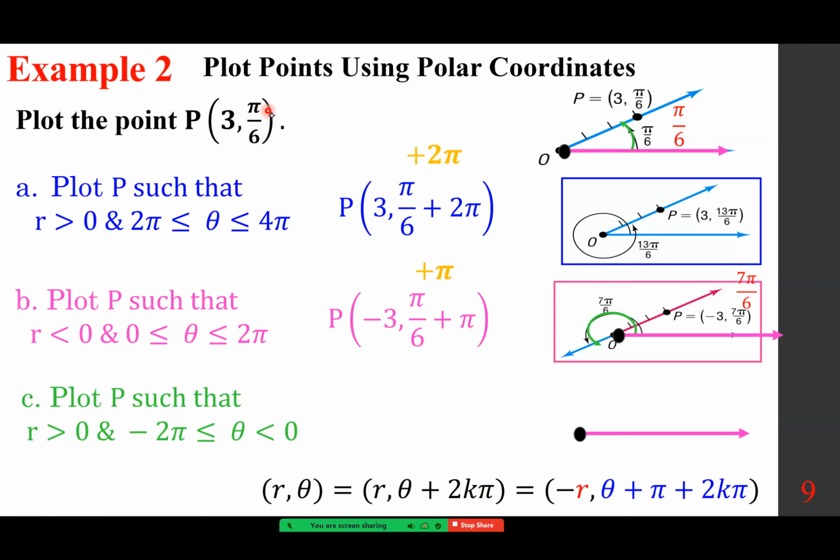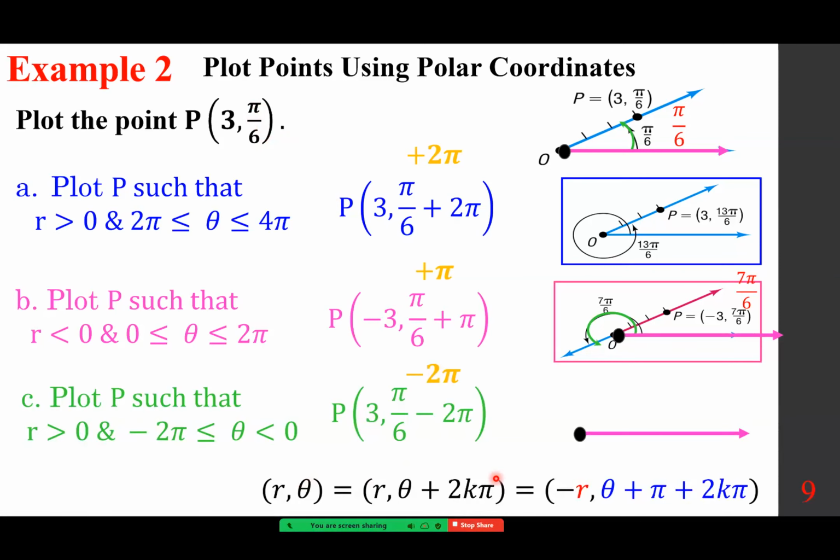So in this case, because I want to go from negative 2 pi to 0, because I want to make this negative, I'm going to add a negative 2 pi. In other words, subtract 2 pi. So when I subtract 2 pi from pi over 6, I end up with negative 11 pi over 6. So I'm going to keep the r unchanged, and I'm going to subtract 2 pi from theta.